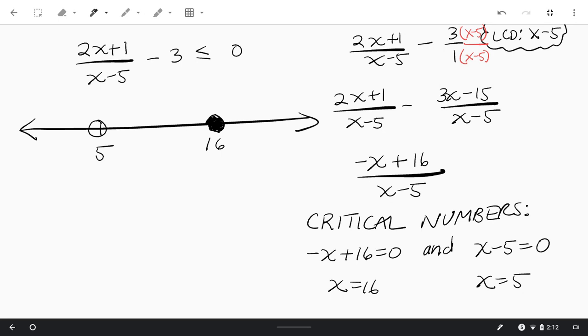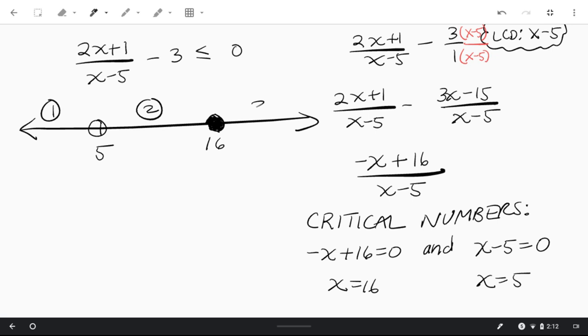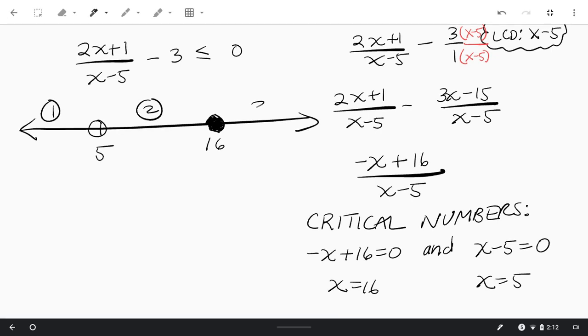Okay. So 5, we leave it open. 16, we close it, because 5 will give us 0 in the denominator, which is undefined. 16 will give us 0, and 0 is less than or equal to 0. Okay, so again, this is region 1, this is region 2, and this is region 3. And we need to test each region by taking a number and plugging it in.